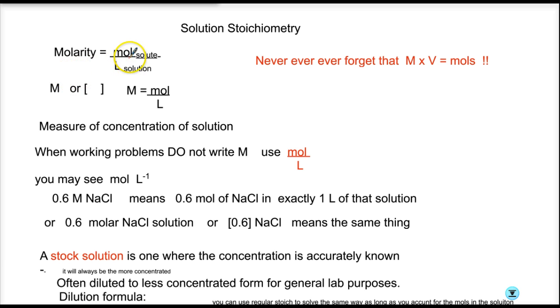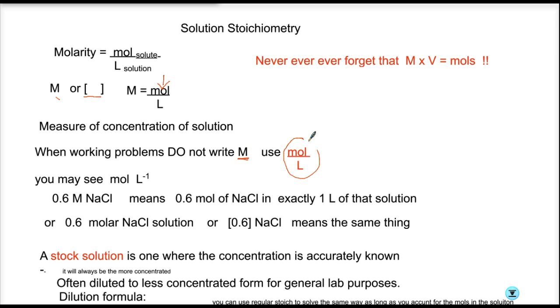And you have to remember that it is moles of solute per liter of solution. And so we represent that with an M or with square brackets. Both of those symbols mean moles per liter. When you are working problems, we do not use the capital M.